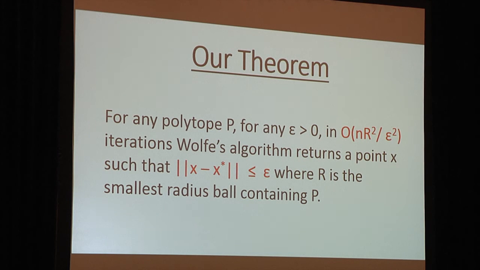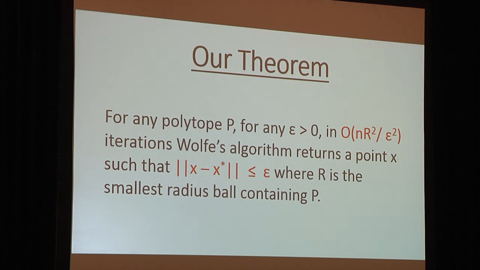So in the case of the base polytope, one can show that this capital R is some polynomial in n, the number of elements, and capital F, and that gives you the pseudo-polynomial time when you set epsilon to be something like 1 by poly n.